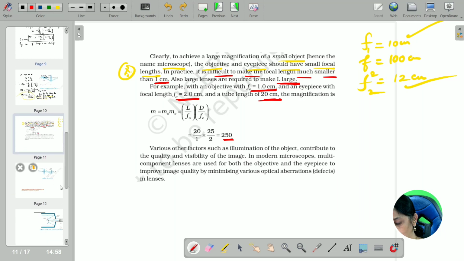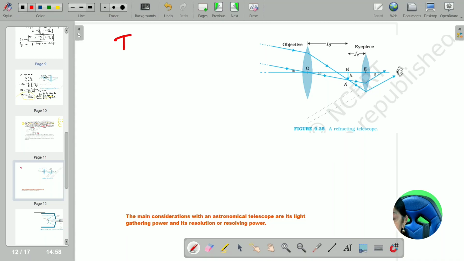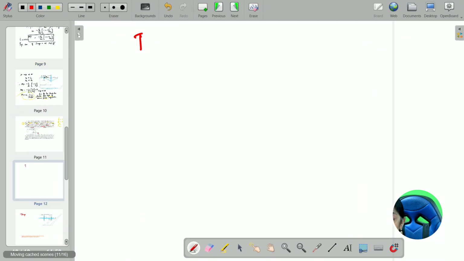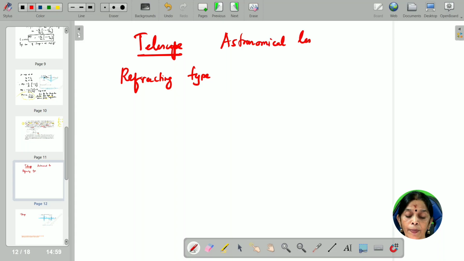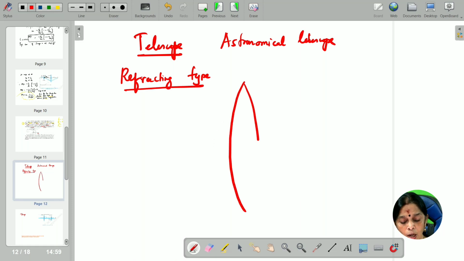Now we will take the telescope. What telescope are we going to take? Number one, the refracting type telescope, that is, the astronomical telescope only I am going to take. Refracting type astronomical telescope, not the terrestrial one, we have it in the syllabus, only the astronomical telescope. So, refracting type. It uses two lenses. The objective lens should have very large focal length.